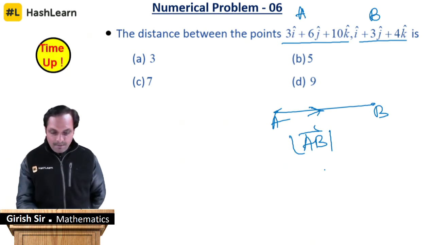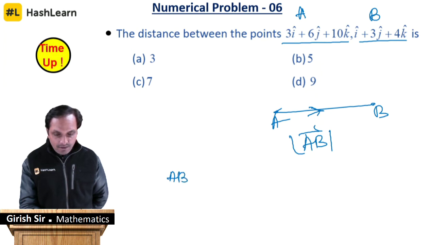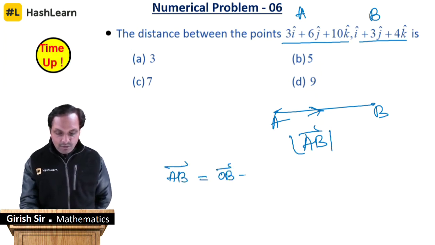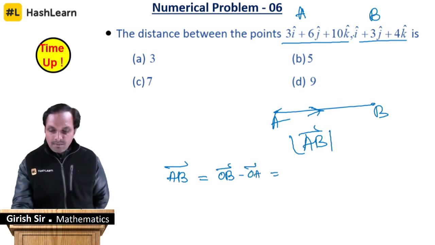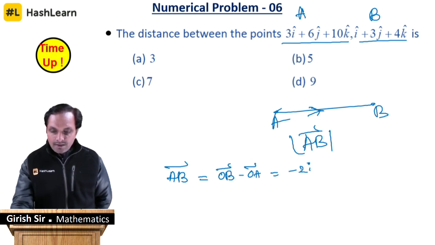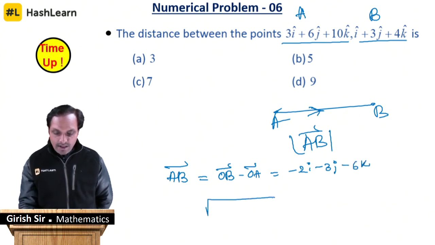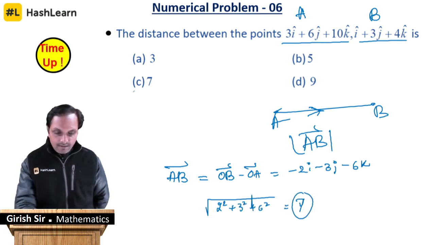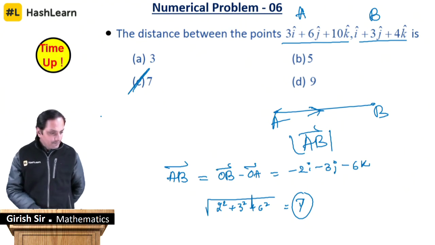Yeah, time is up. If you want to find the magnitude or distance between A and B, you need to take it as OB minus OA, according to the vector law of addition. This is B, that is 1. 1 minus 3 is minus 2i. This is 3 minus 3 is minus 3j. 4 minus 10 is minus 6k. And its magnitude is 2 square plus 3 square plus 6 square. So which will give you 7 again. Option C is the answer.